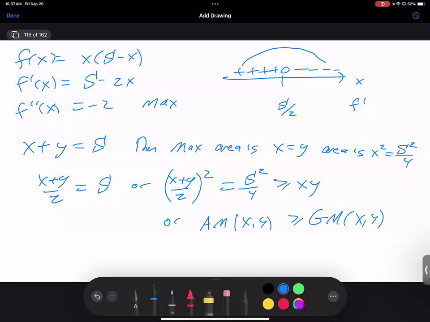If this bothers you a little bit, just keep s fixed. And if you keep s fixed, we see that as we vary x and y, if they're not equal to s over 2, it's going to be less than s squared over 4. So just by keeping s fixed, this gives us the proof.